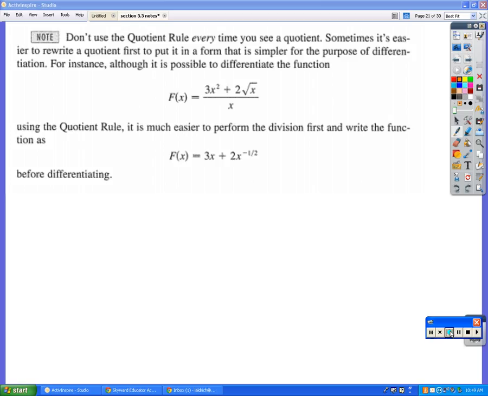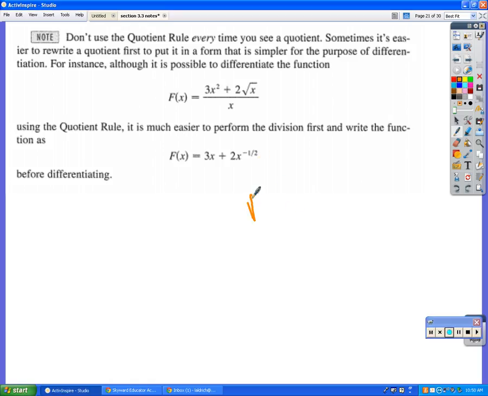This little slide here is really important, okay? The quotient rule is like the worst of all the derivative rules that we're going to learn, so it should only be used as a last-ditch measure. There are lots of situations that appear to be the quotient rule that are not. This is a good example of that. You can take 3x squared over x and simplify it to 3x, and then you can subtract your exponents here and change that to 2x to the negative 1.